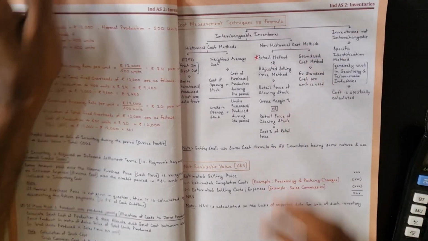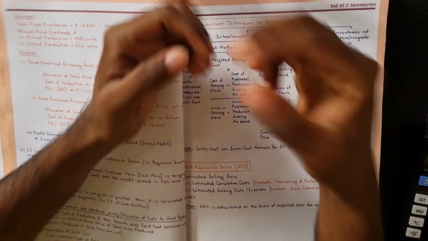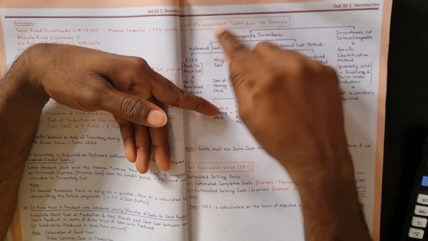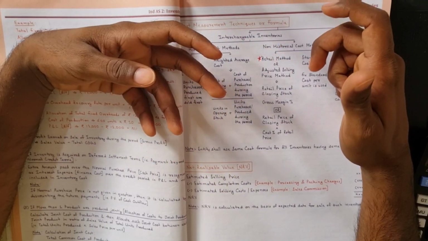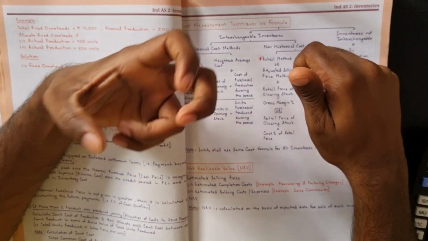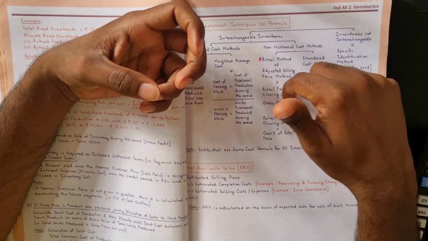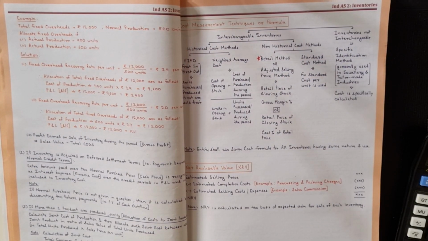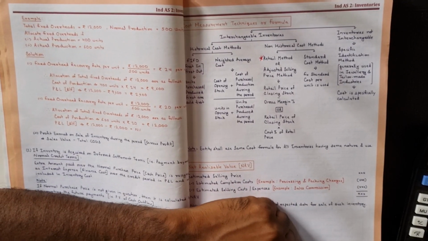What we do in this is that we have a retail price of closing stock. Now, as part of the cost measurement techniques we are following, the retail price of closing stock is given, minus the gross margin. What is the retail price? Retail price means the price at which you are willing to sell the inventories.